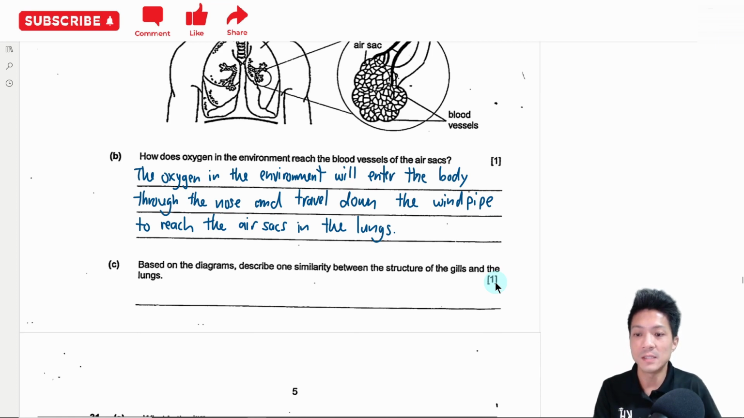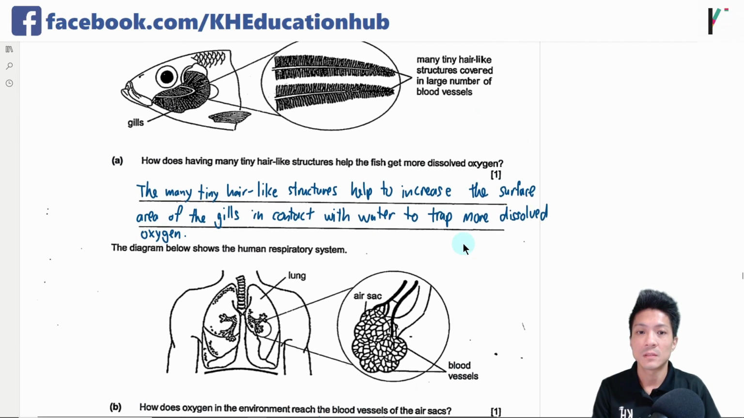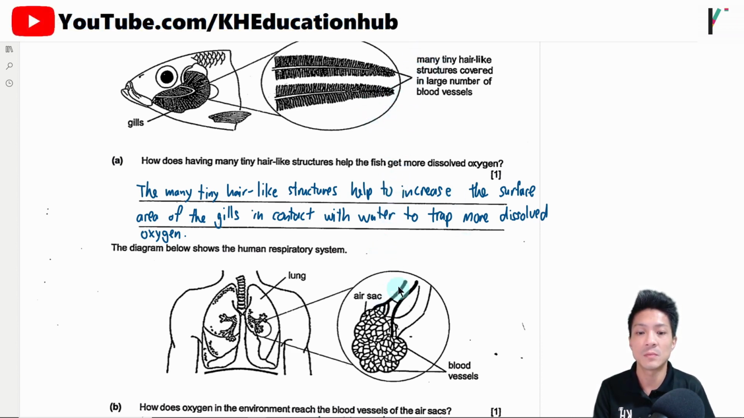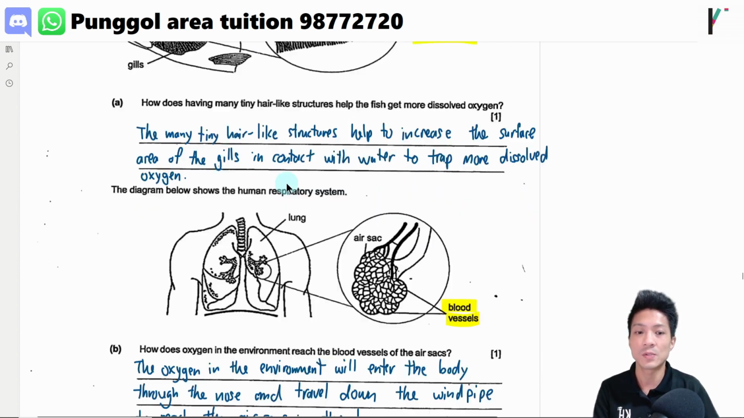Okay, so for part C, based on the diagrams, describe one similarity between the structure of the gills and the lungs. We can see that one similarity between the structures of the gills and the lungs is that there is a large number of blood vessels that surround the gills, and there's a large number of blood vessels that surround the air sac also.